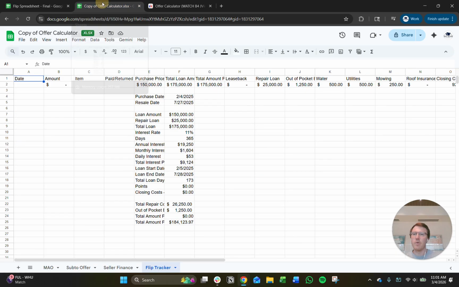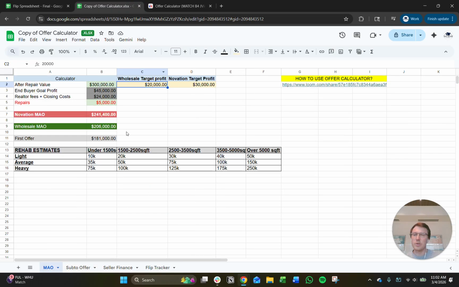All right, so in terms of actually making an offer, what we use, we typically just calculate using a calculator. I'll show you how to do it on here, and then I'll show you how to do it on a calculator, which is a lot faster. But if you want to use a spreadsheet, this wholesale target profit can also be a flip target profit.